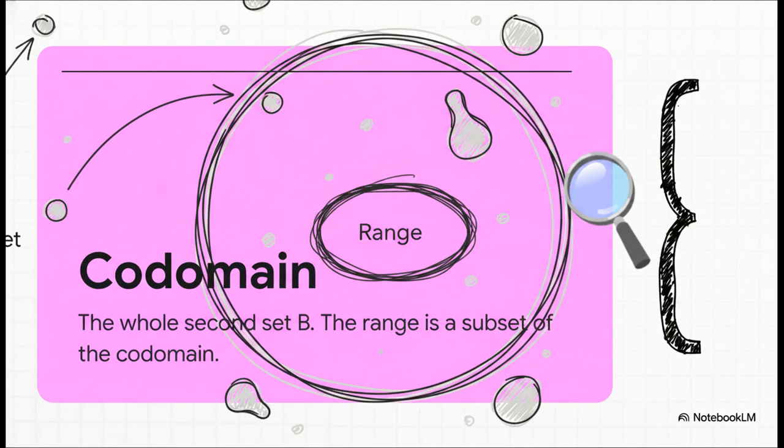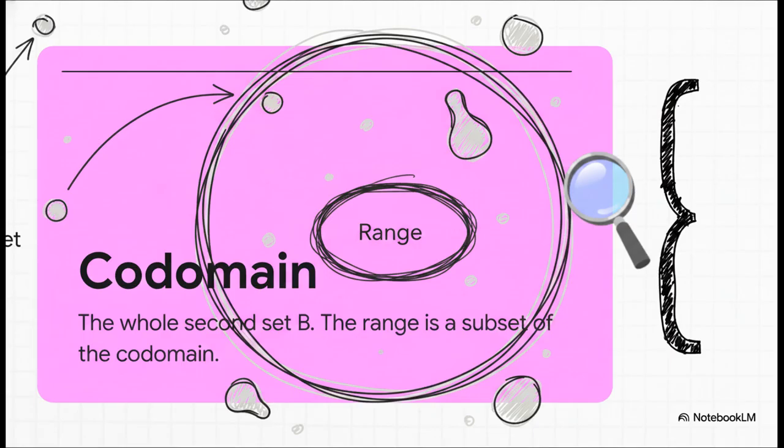And finally, we have the codomain. Now, this one can sometimes be a little confusing, but the distinction is absolutely crucial. The codomain is the entire pool of possible outputs in the second set. Because not every single possible output might actually be mapped to an input, the range is always just a subset of this larger codomain.